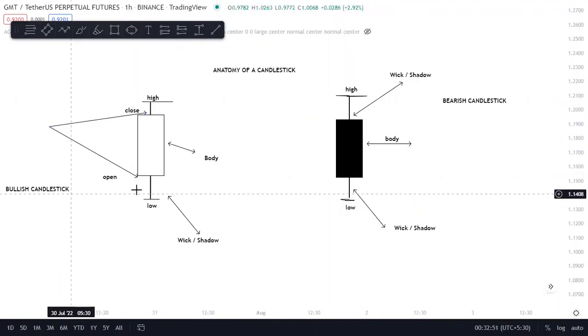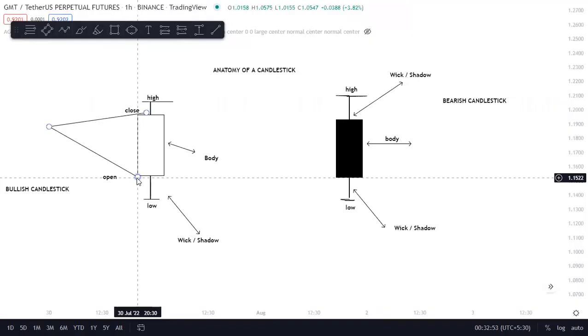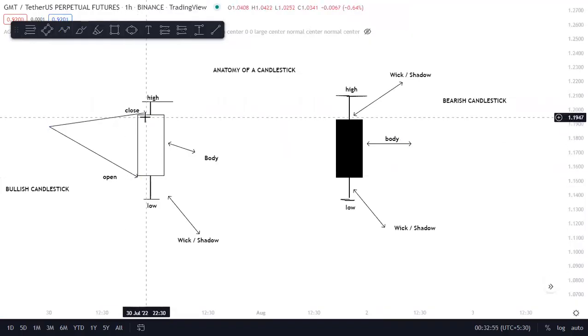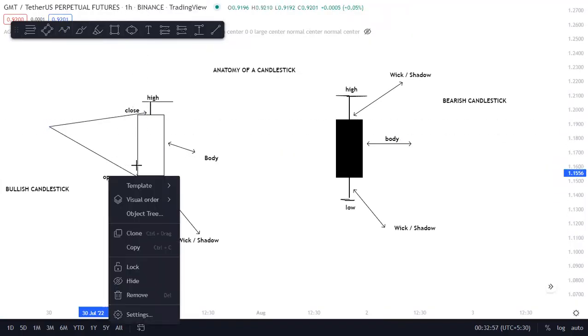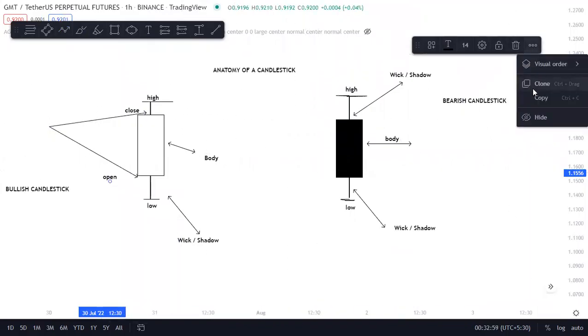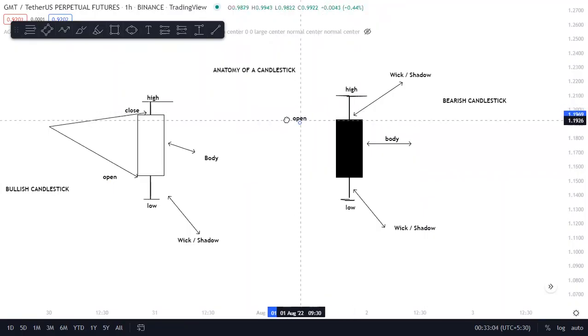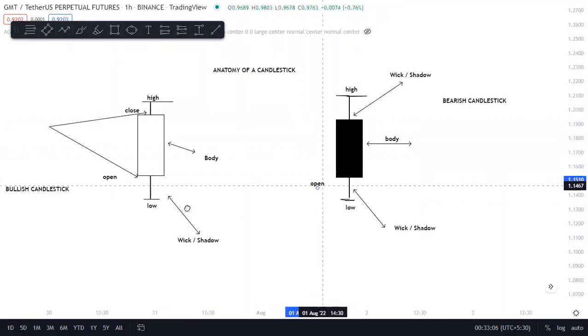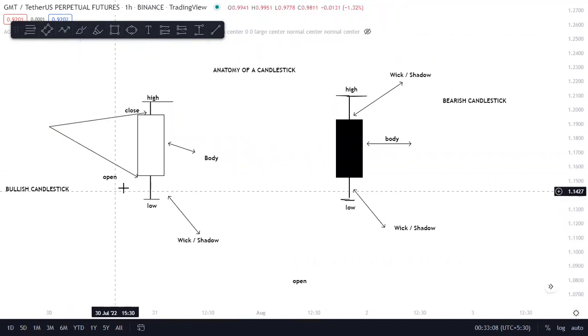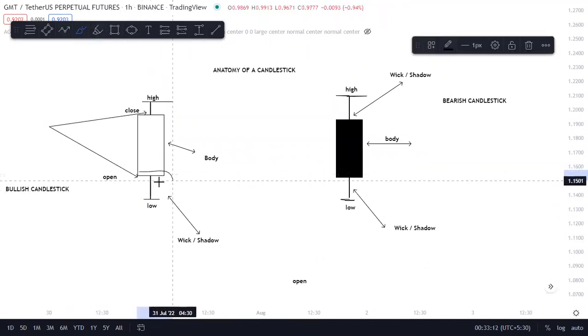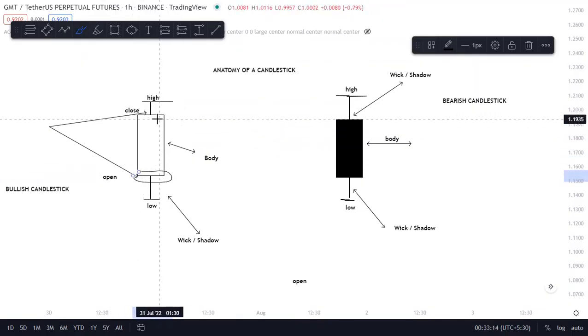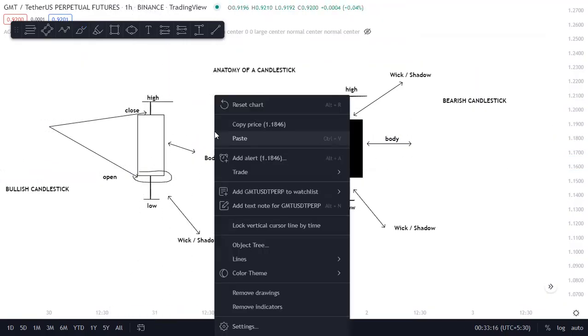Now the difference between these two is this. In the bullish candlestick, price opens from the bottom and closes at the top. But in a bearish candlestick, price opens from the top and closes at the bottom, right? In a bullish candlestick, price opened from here, then closes at this point. But in a bearish candlestick, we don't have that.